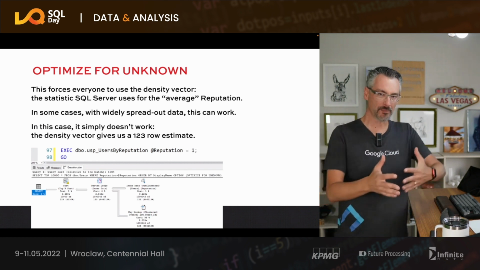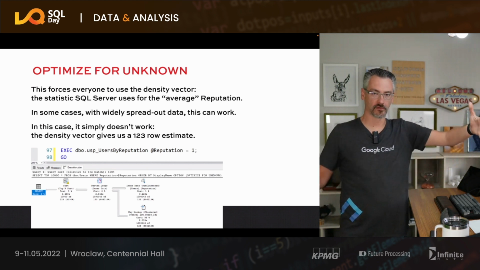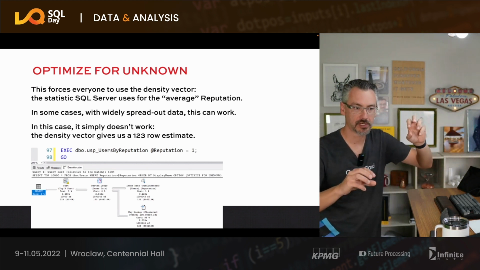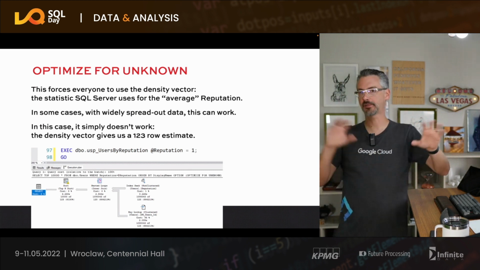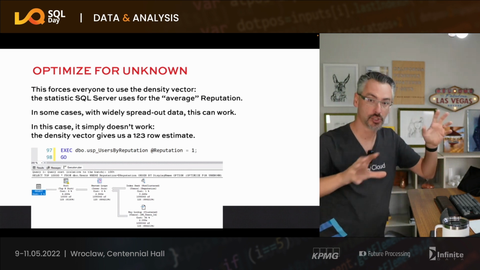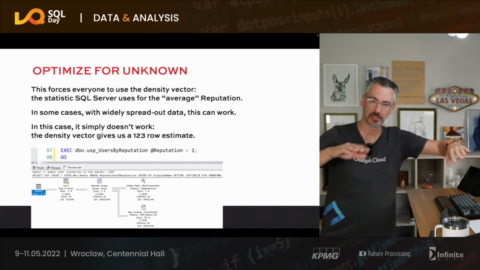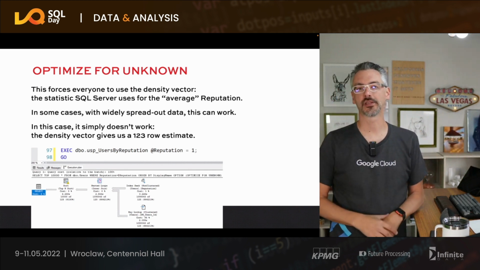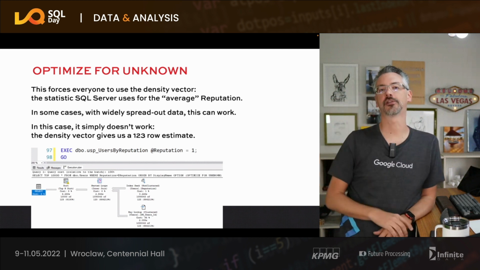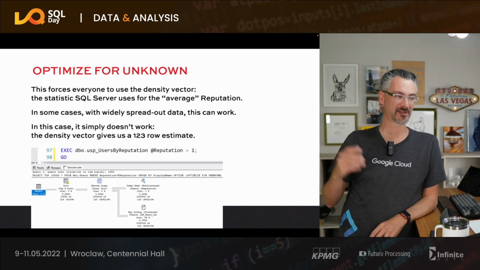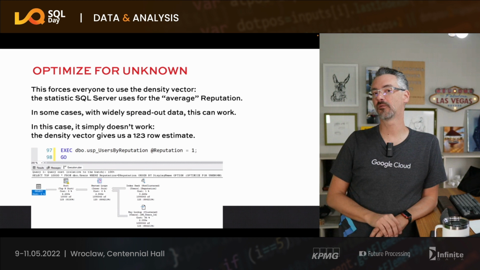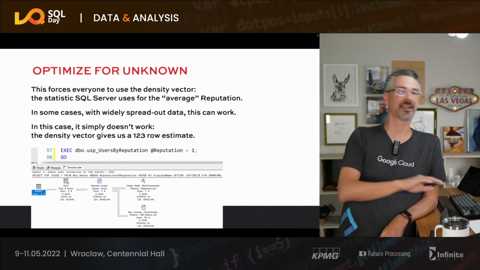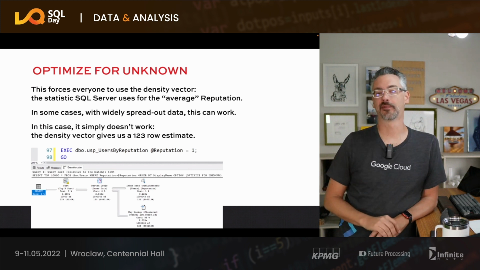Well, reputation numbers are all over the place. Some people have reputation 30,001. Some people have reputation 30,002. The data is really widely spread out. So as a result, the average number only estimates 123 rows. That's not good for either of my parameters. That's not good for reputation equals 1 or reputation equals 2. They both spill to disk in that case.